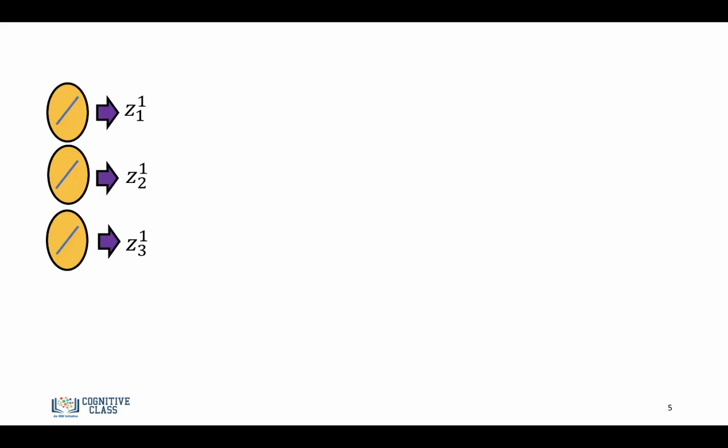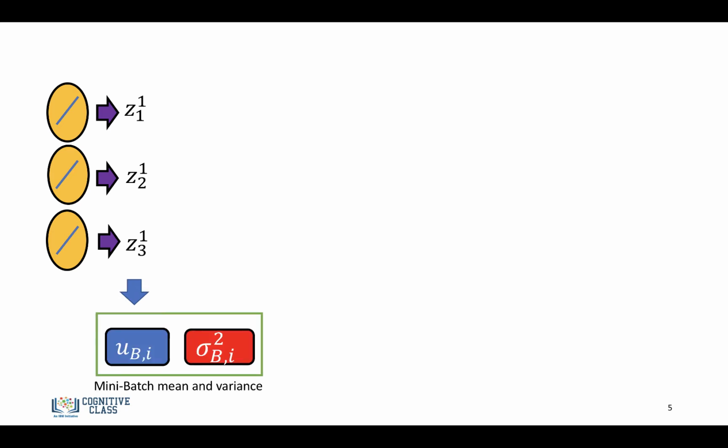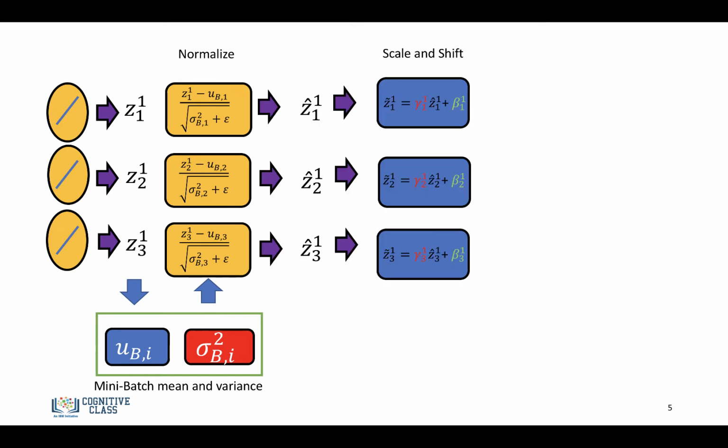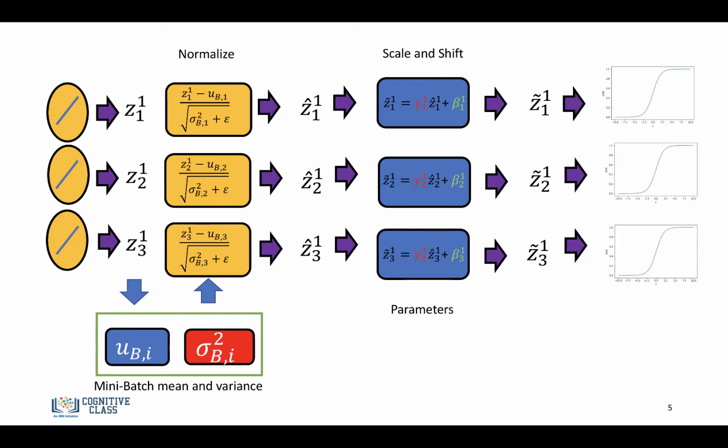So we have the outputs for each of the neurons, and what we're going to do is calculate the mean and standard deviation or variance for a particular mini batch. We're going to normalize the outputs, then we're going to scale and shift them, and these are actually parameters which we're going to learn via training. Then we'll take these outputs and pass them through the activation function.